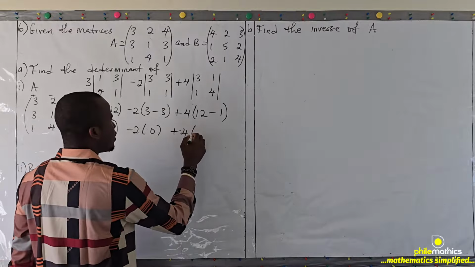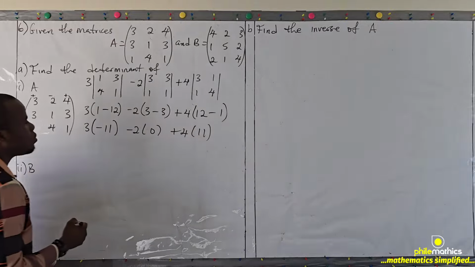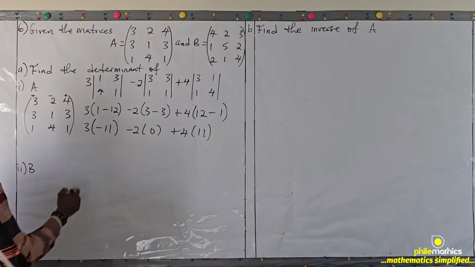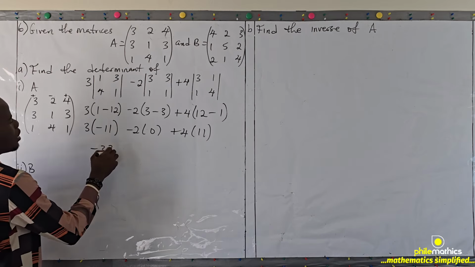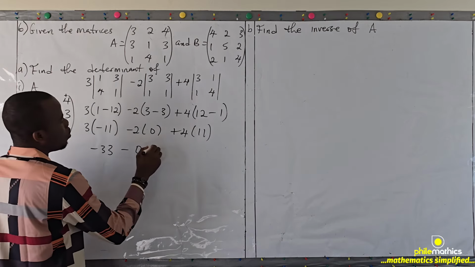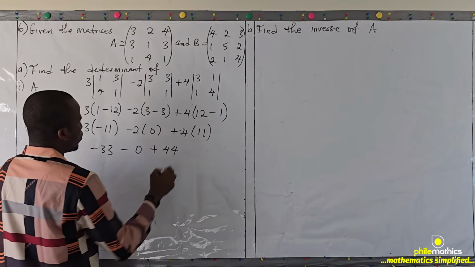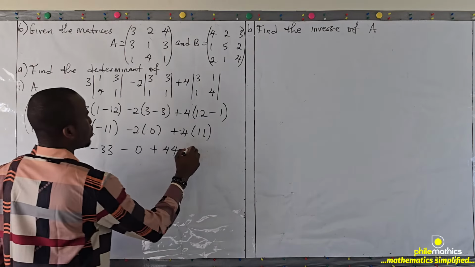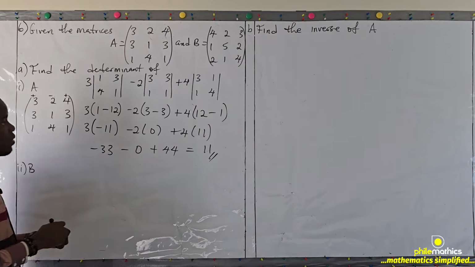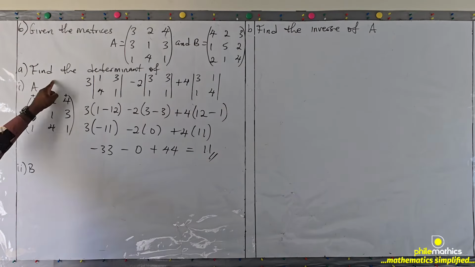12 minus 1 is 11. And so this is simply minus 33 minus 0 plus 44. And 44 minus 33 is 11. So 11 is the determinant of A.